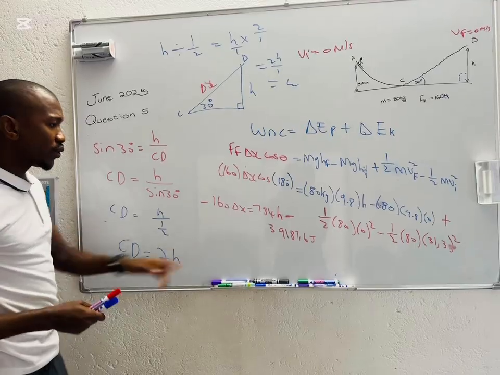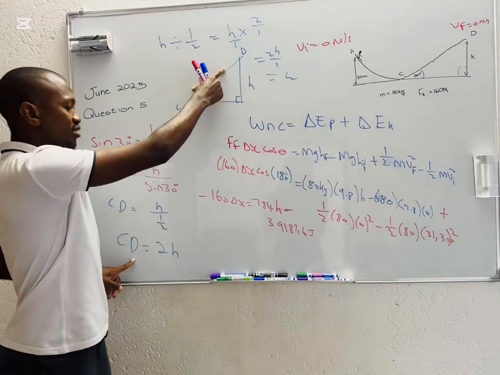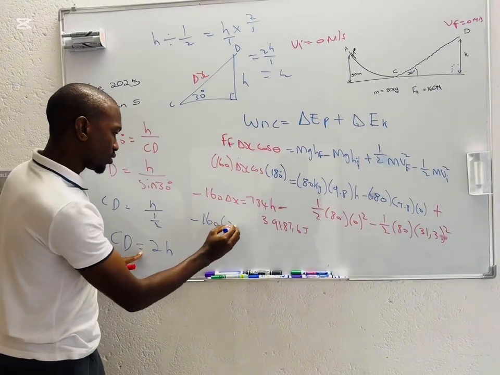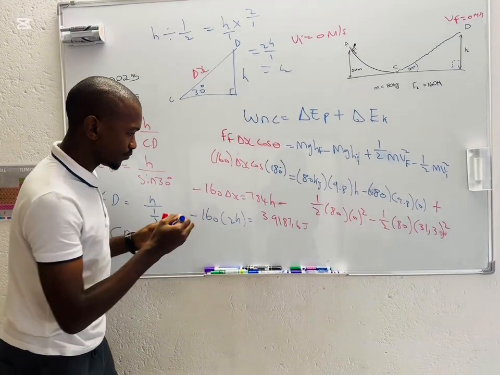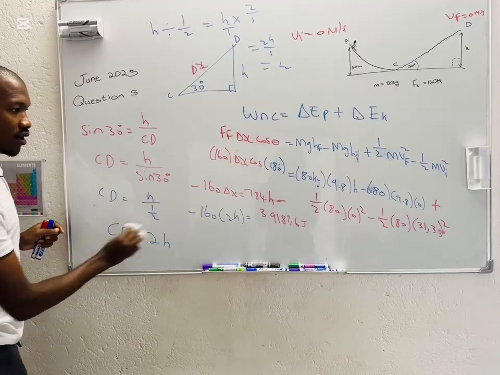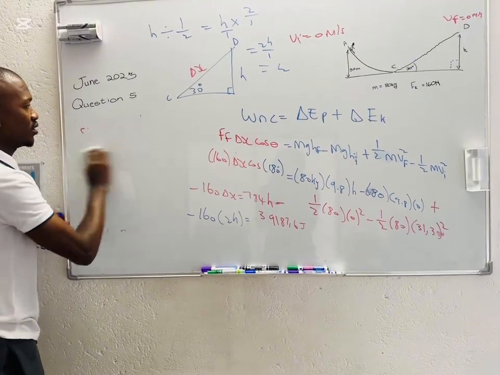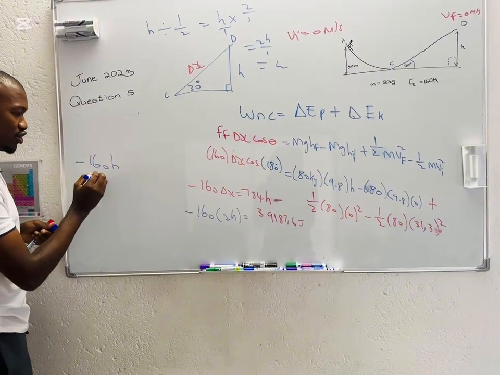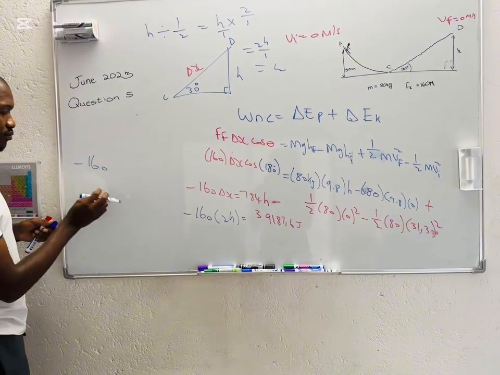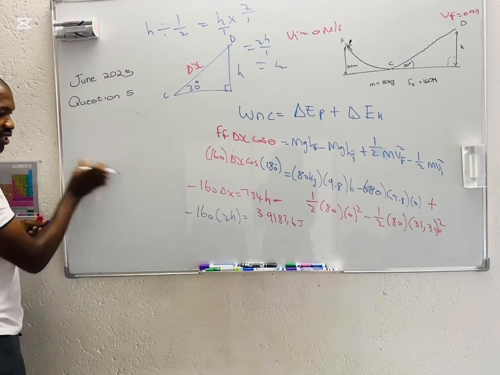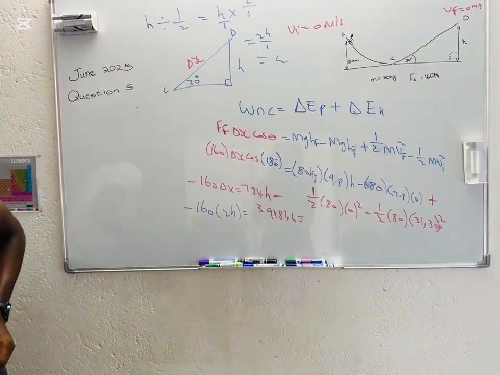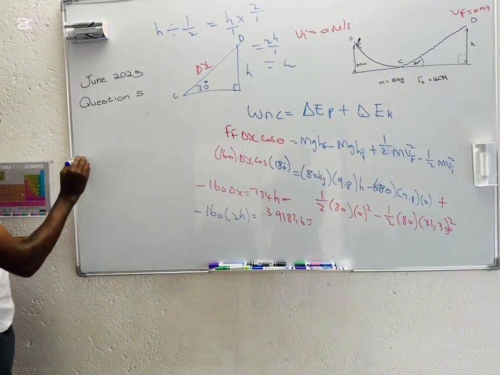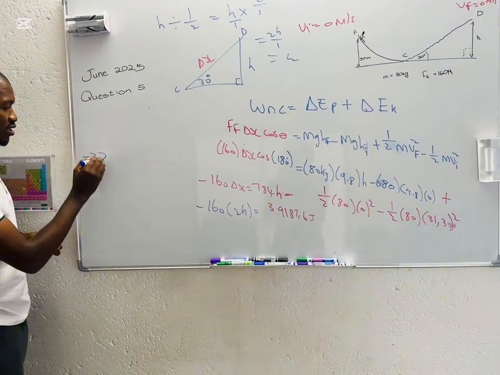Then from there, wherever I see CD, which is my change in displacement, I'm going to put it in there. Check. Minus 160 into 2H equals... I need to rewrite this thing nicely. Let's write it here. Minus 160H. No, sorry, let me just multiply that. So we'll have minus negative 160 times the 2. I have minus 320.